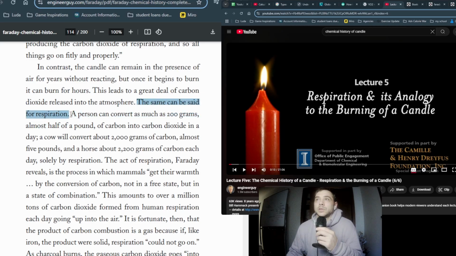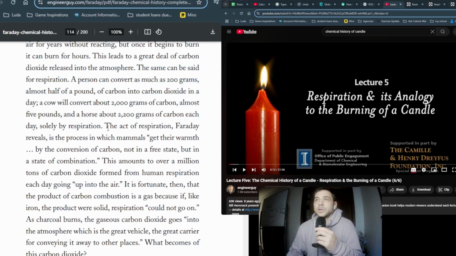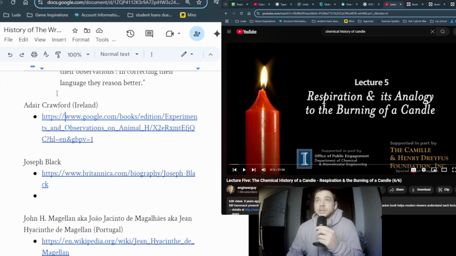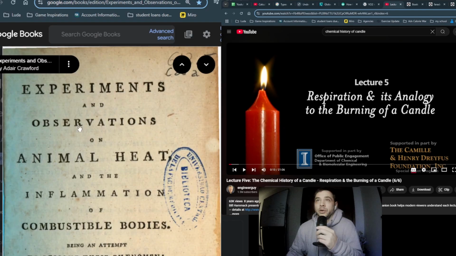A person converts as much as 200 grams, almost a half a pound of carbon into carbon dioxide in a day. A cow will convert about 2,000 grams of carbon, almost 5 pounds. A horse about 2,200 grams of carbon solely in respiration. The act of respiration, Faraday reveals, is a process in which mammals get their warmth by the conversion of carbon, not in a free state, but in a state of combination. This is going to have to be empirically proved for me to believe it, because this is Crawford theory.